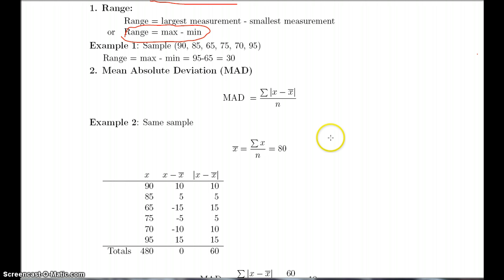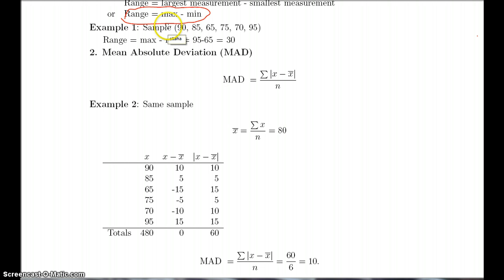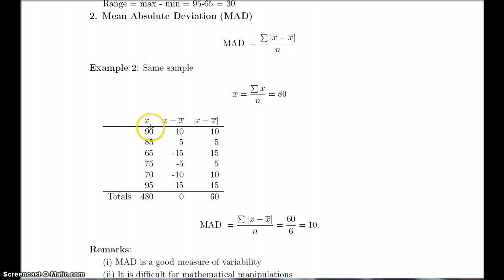So let's apply this to the problem we had for this data set, and now we're going to list those measurements in column x here. So I have 90, 85, 65, 75, 70 and 95, and of course if I sum all of these it's 480. And if I divide by n, which is 1, 2, 3, 4, 5, 6, that's going to give me an average of 80. Right? So we know that much.